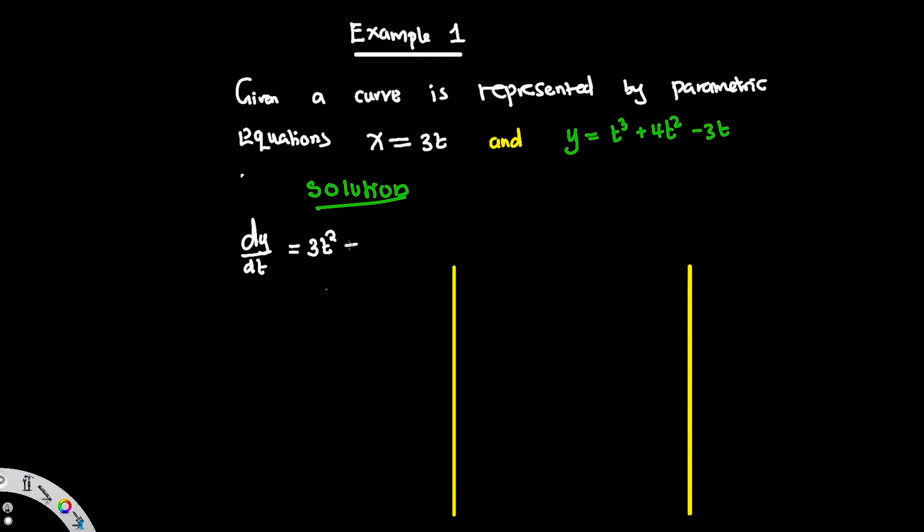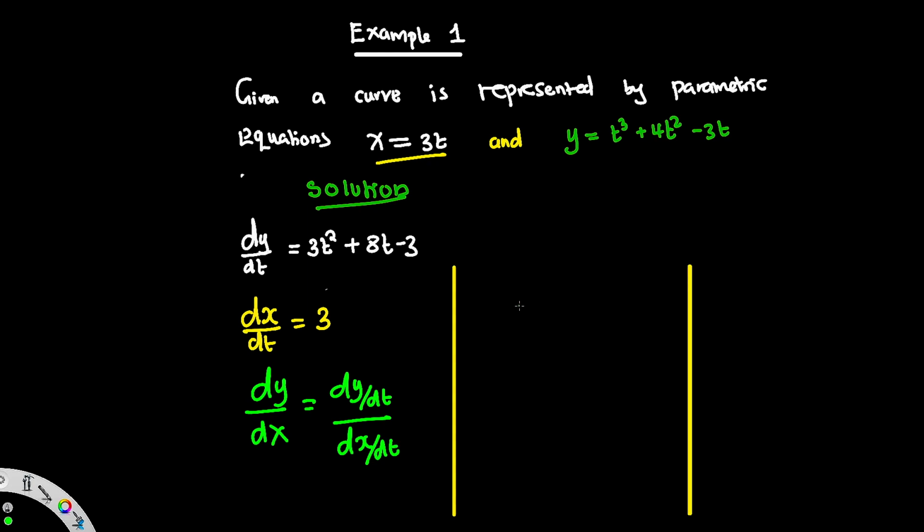So let us go on. This is going to be 3t squared plus 8t minus 3. For dx/dt, if we differentiate 3t, we are going to get 3. Now, in order to get dy/dx, it will be dy/dt divided by dx/dt. We have already gotten those derivative functions for dy/dt and dx/dt, so we can say dy/dx is going to be 3t squared plus 8t minus 3, divided by 3.